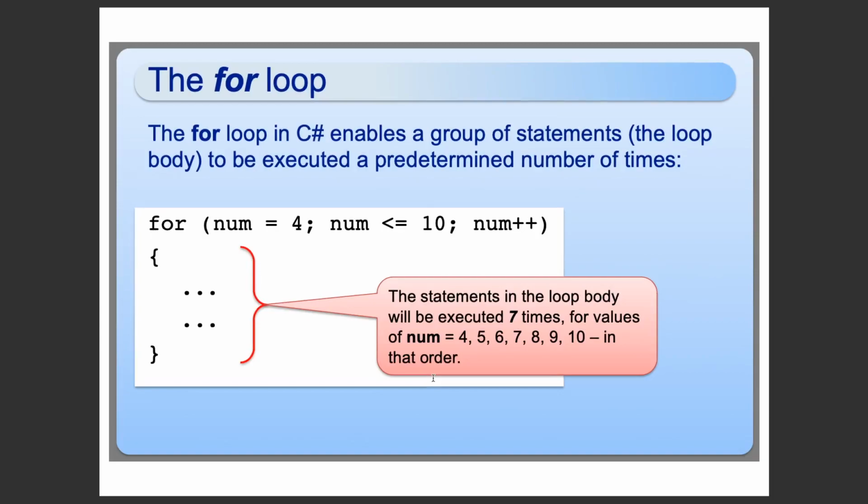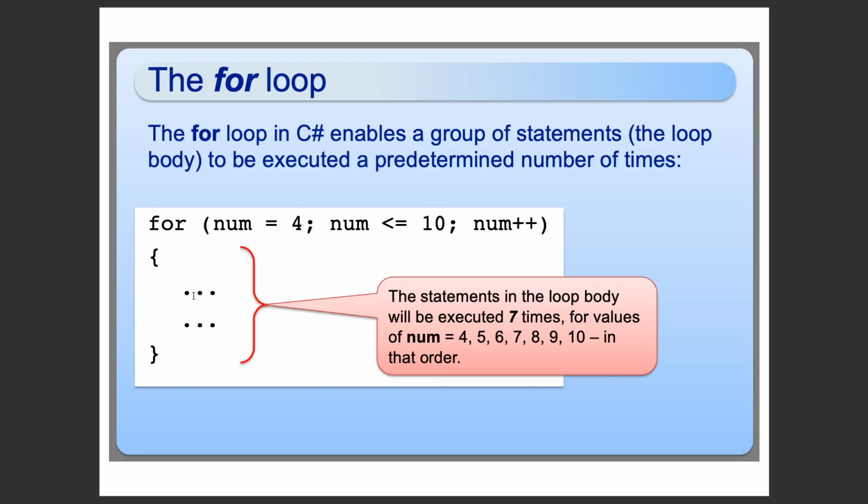And so now we come to the point where we can introduce the first loop. The for loop in C# has a special syntax. It's a bit different to what we've seen so far.